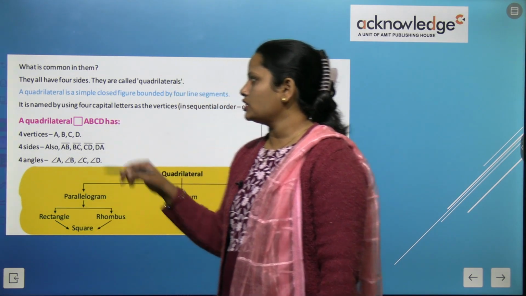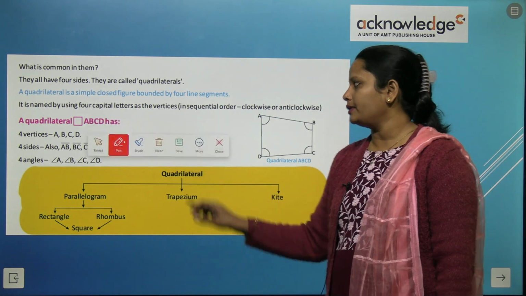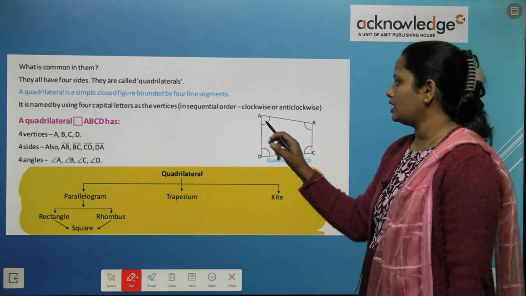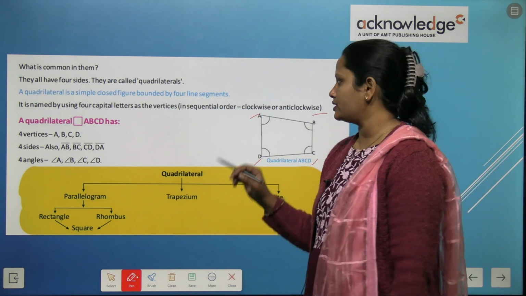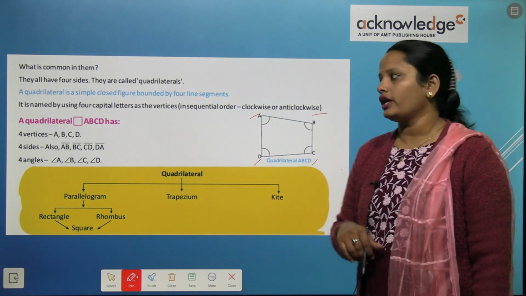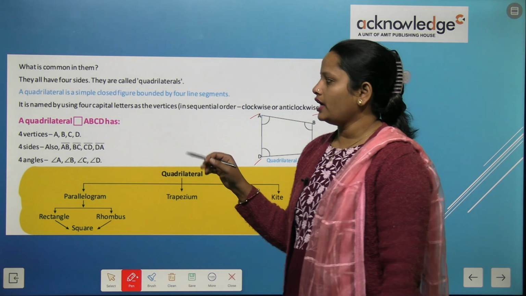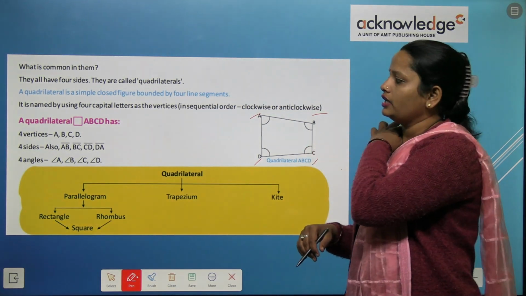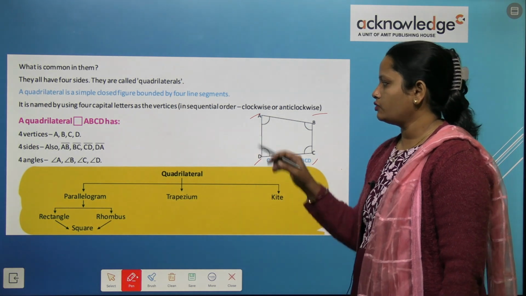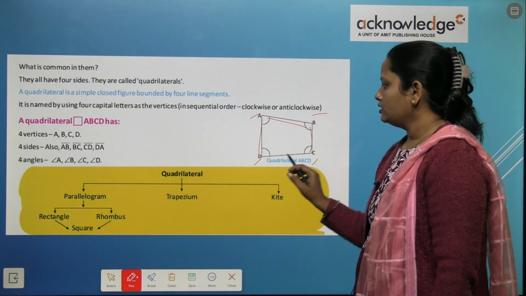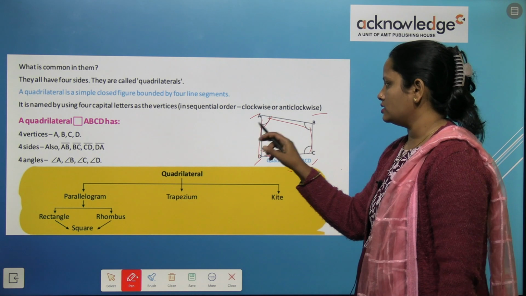It is named by using four capital letters. चार capital letters है जिनसे इन्हें हम name देते हैं. It's A, B, C, D or any of the letters, clockwise or anti-clockwise. A quadrilateral ABCD is given here. It has four vertices and it has four sides. It has four angles.